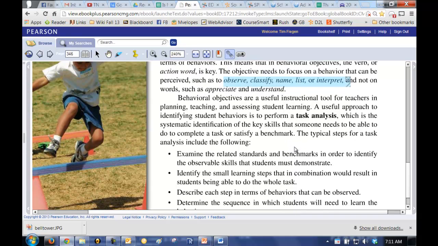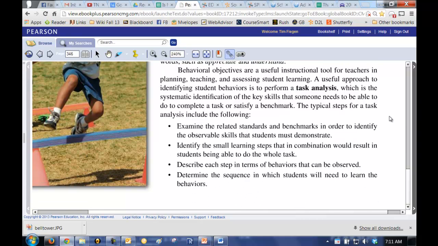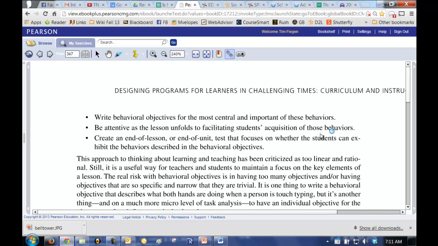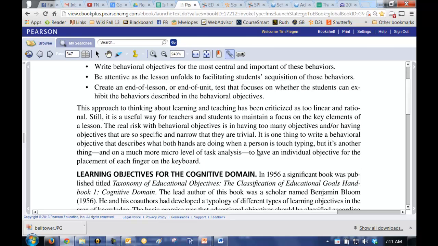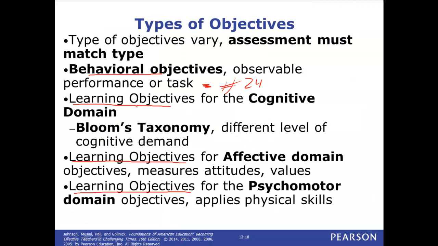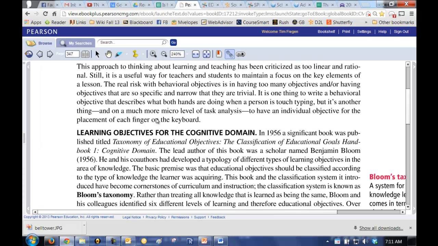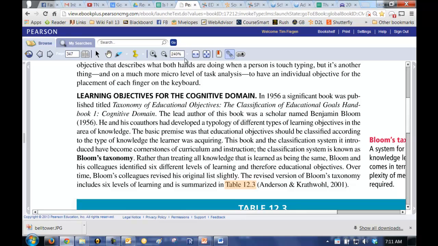Okay. Also with 24, I describe a little bit what a task analysis is. And it walks you through that here. What is a task analysis? So those are our learning objectives. This approach to thinking about learning and teaching has been criticized as too linear. Still, it's useful for teachers and students to understand what it's about. So that would be number 24. And then this cognitive domain. What is the cognitive domain?